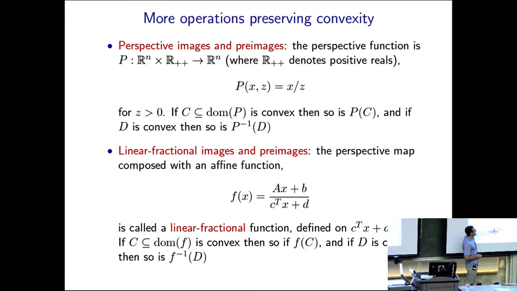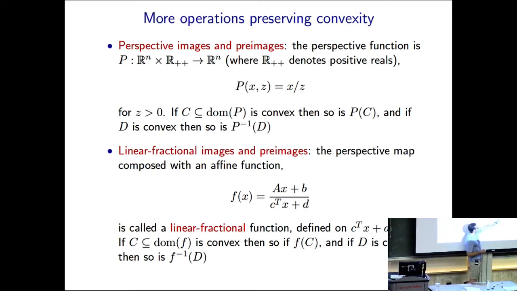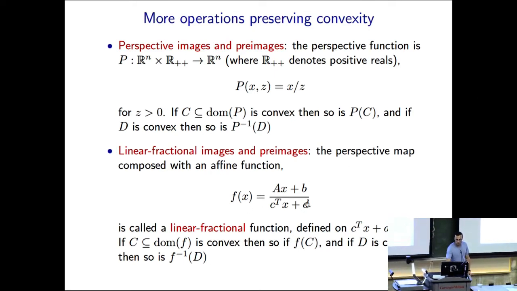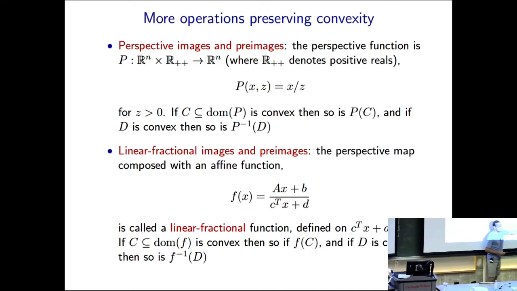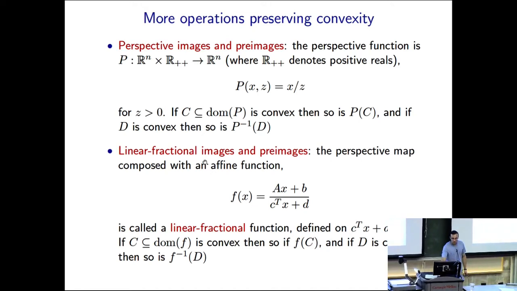So it's called a linear fractional transform. It's of the form Ax plus b, where A is a matrix and b is a vector, divided by c transpose x plus d, where this whole denominator is a scalar. If we restrict the domain of this function to be x for which c transpose x plus d is positive, then this is called a linear fractional function.